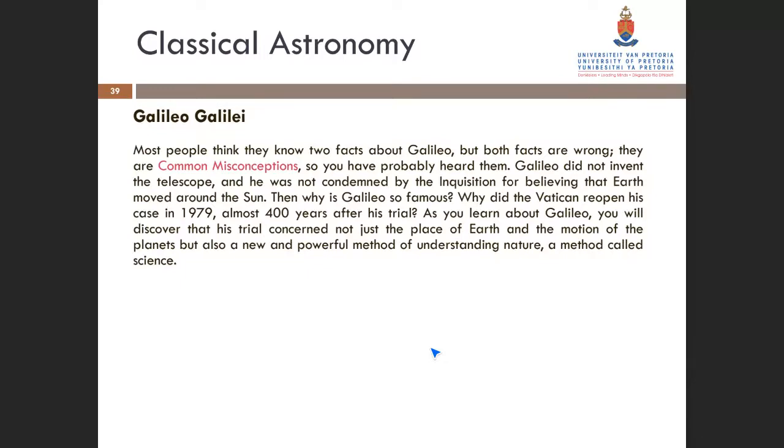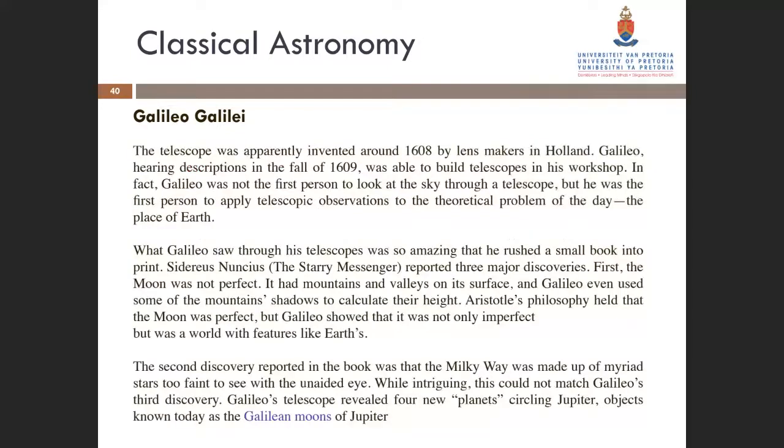As you learn about Galileo, you will discover that his trial concerned not just the place of Earth and the motions of the planets, but also a new and powerful method of understanding nature, a method called science. The telescope was apparently invented in 1608 by a lensmaker in Holland. Galileo, hearing descriptions in the fall of 1609, was able to build telescopes in his workshop. In fact, Galileo was not the first person to look at the sky through a telescope, but he was the first person to apply telescopic observations to the theoretical problem of the day, the place of Earth.